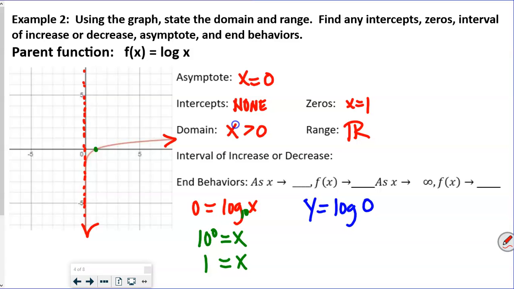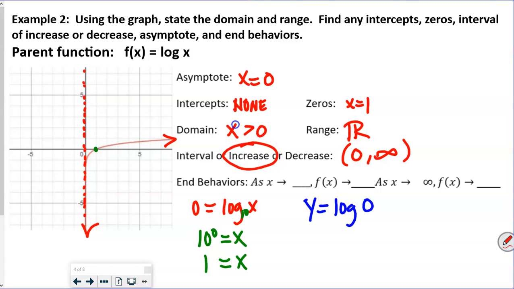Now, intervals of increase or decrease. So when we look at our intervals, we're looking at what's happening to this graph. Is it not rising and going to the right the whole way? It is, okay? So it's going to be increasing the whole way. Now, where is it increasing from? Remember, this time it does not include 0. So we're going to say it's increasing from 0 to infinity, and we're going to use parentheses because we're not including that 0 number.